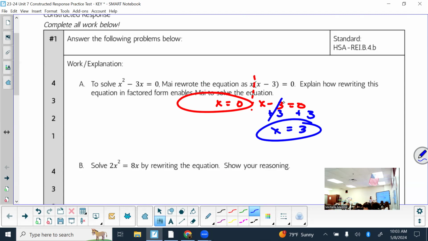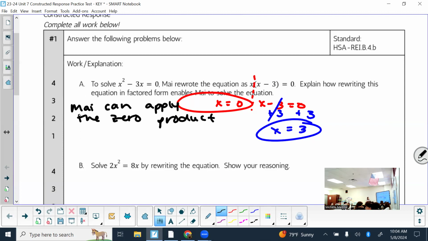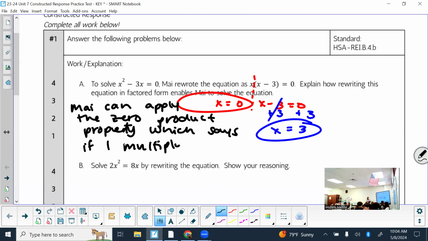But you need to explain that. So you could say something about how you can apply the zero product property, which says that if I multiply to get 0, one of my factors has to be 0.